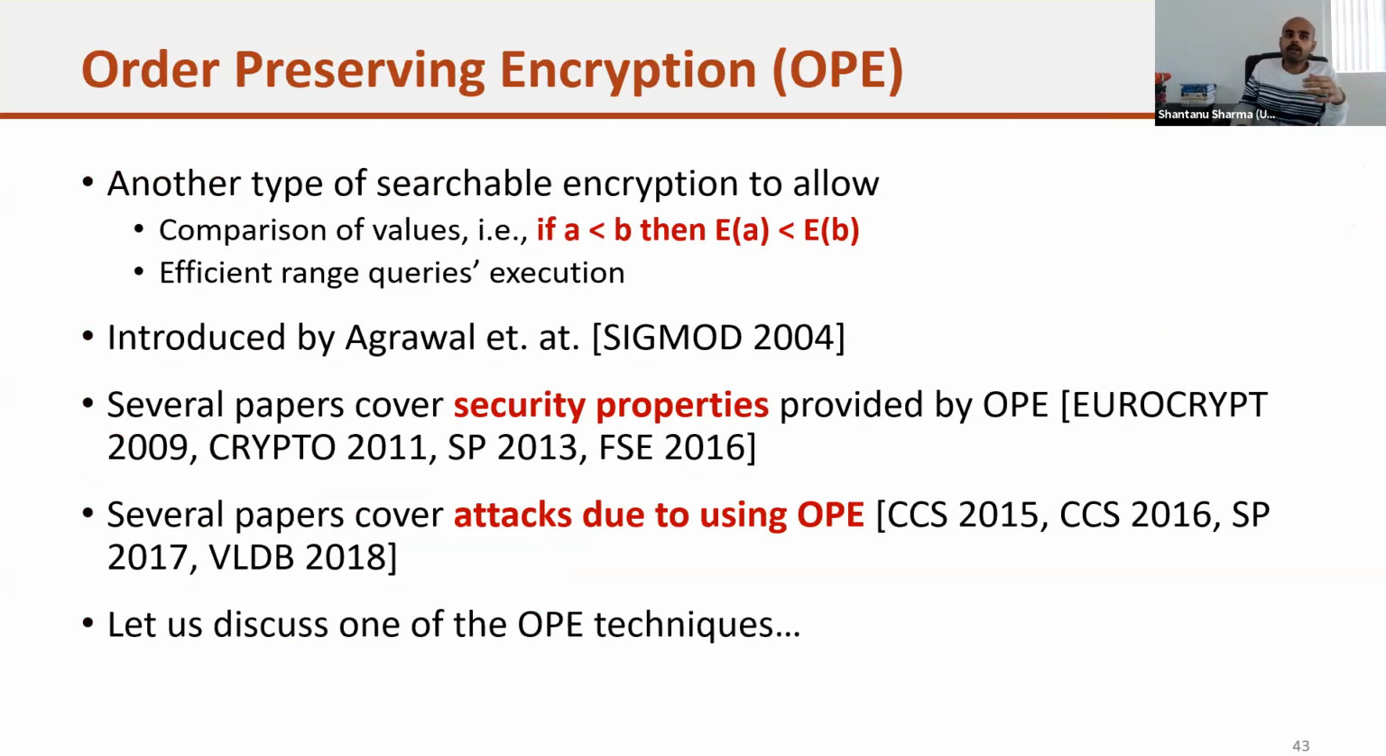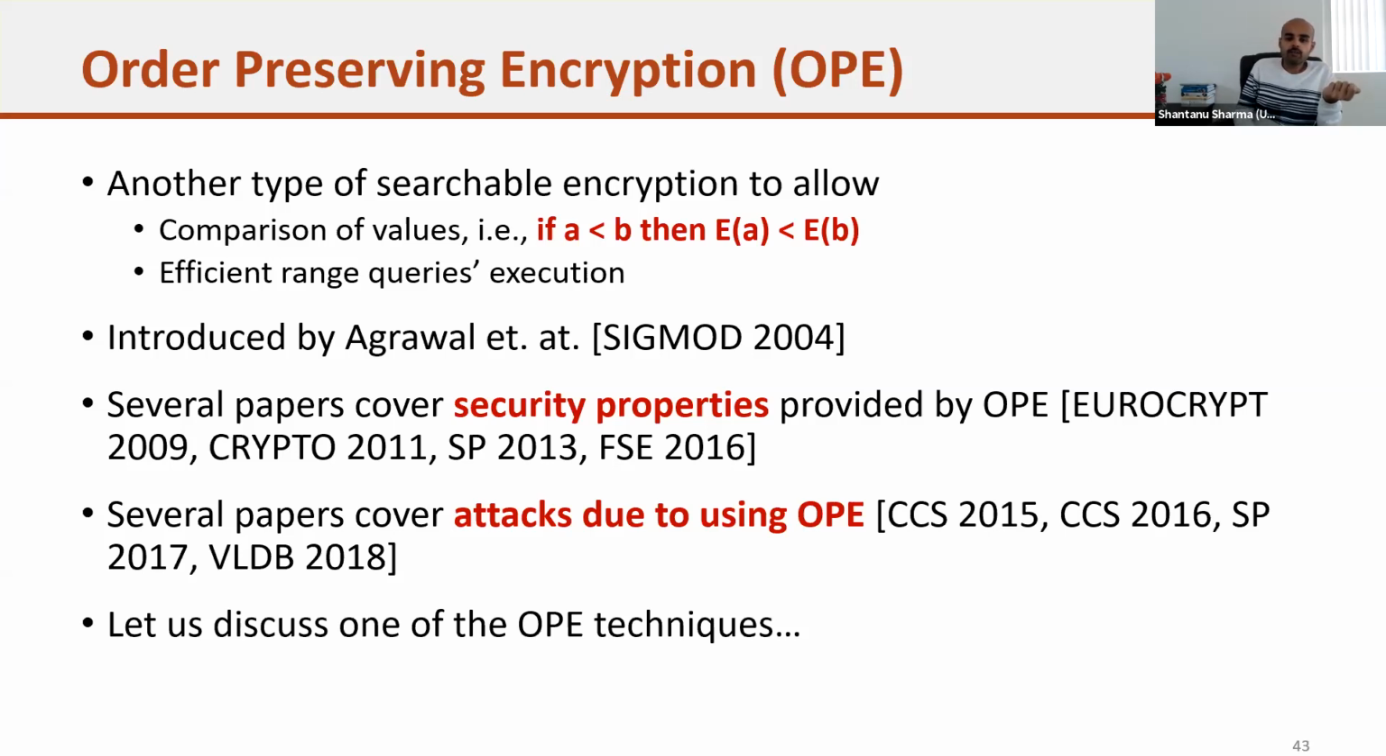Now we saw how we can execute range queries on the tree structure. But there are some other techniques also developed for executing range queries or finding the maximum and minimum. They are called order preserving encryption. So the idea of order preserving encryption is this: if there are two values A and B, then the encryption of A should be less than the encryption of B. If I compare two values in clear text, then I can also compare the values in the encrypted domain. As this syntax is showing, based on this, we can also execute the range query.